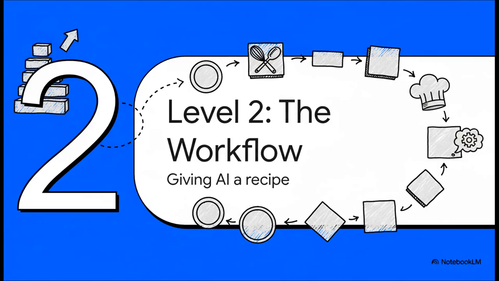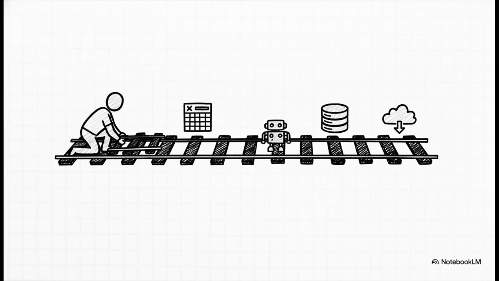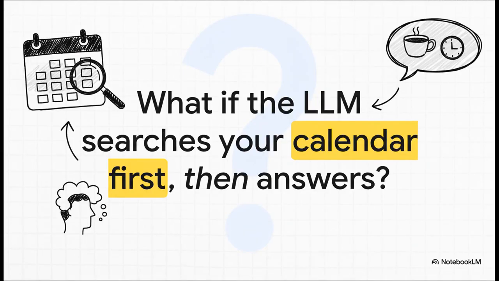So with that in mind, let's move on to level 2, the workflow. Now this is all about giving the AI a specific recipe to follow. A workflow is basically just a set of instructions we create. A human sets a very specific path that tells the LLM, hey, don't just answer from your brain, follow these exact steps and use these outside tools. So let's go back to our calendar problem. What if we build a workflow that says, rule number 1, before you do anything, search my Google Calendar. Then you can answer my question. All of a sudden, when I ask about that coffee meeting, it works.